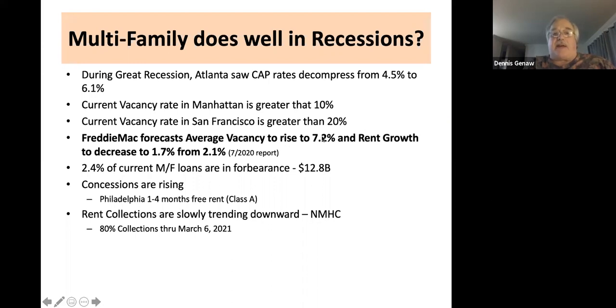They expect average vacancy to rise from what they're seeing nationwide before the pandemic, something in the 4 to almost 5% range, up to 7.2%, almost a 3% increase in vacancy, which is going to have an impact on the bottom line of a lot of properties. And they expect to see rent growth slow because of that. People are forecasting 3, 4, and 5% rent growth, but Freddie Mac is saying, look, it's going to be less than 2%. So something to pay attention to.